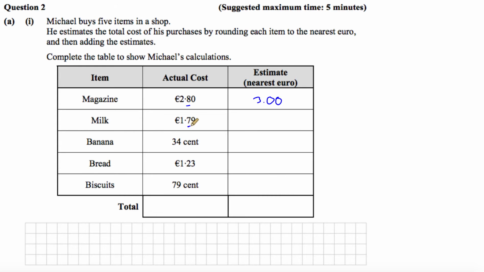1.79, if we look at the 7, that would round up to €2. 34 cents, that would round down to €0. 1.23 will round to €1. And 79 cents for the biscuits would round up to €1. So our total for the estimates would be 3, 2, which is 5, plus 1 is 6, plus 1 is €7.